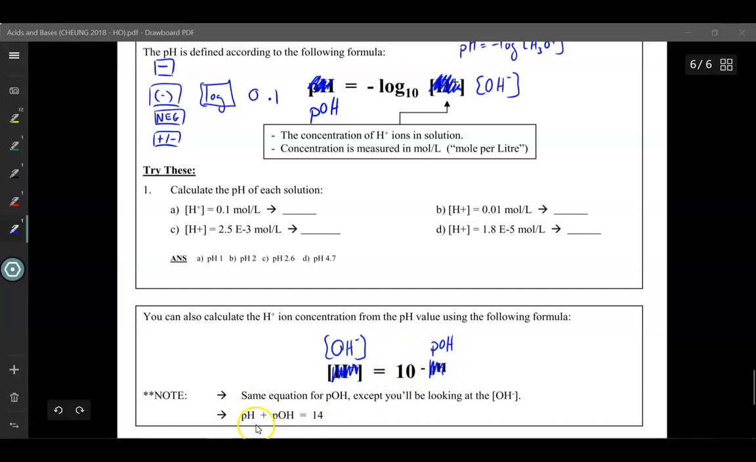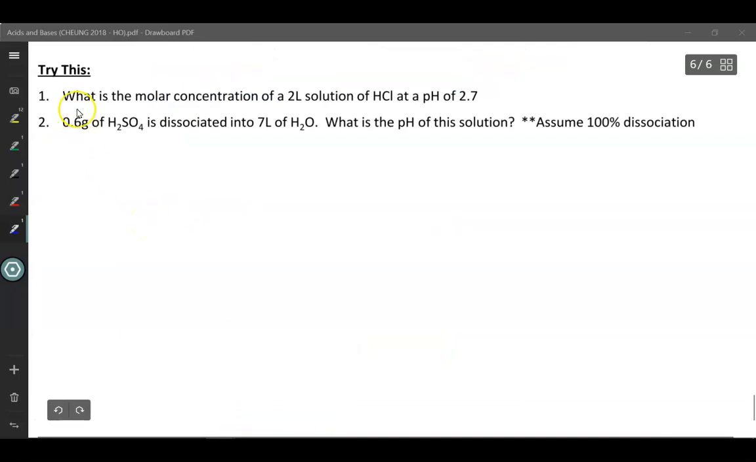And if we ever need to convert between the two, pH plus pOH adds up to 14. Alright, let's try out some sample calculations. What is the molar concentration of a 2-liter solution of HCl at a pH of 2.7? So I'm trying to find the concentration of HCl given that my pH is 2.7.